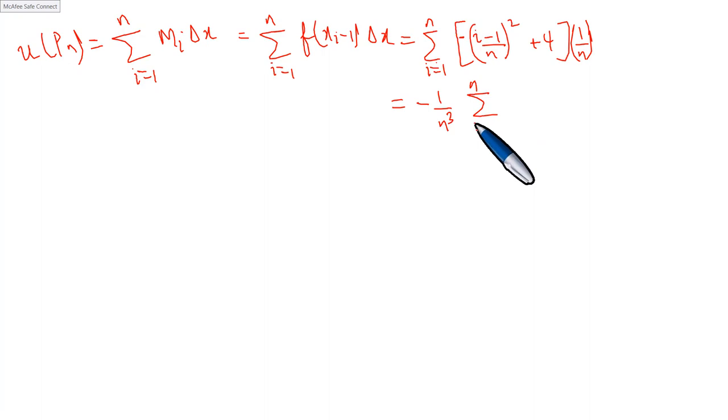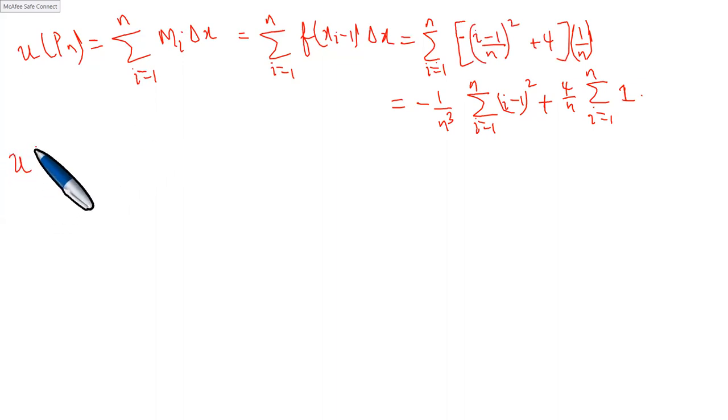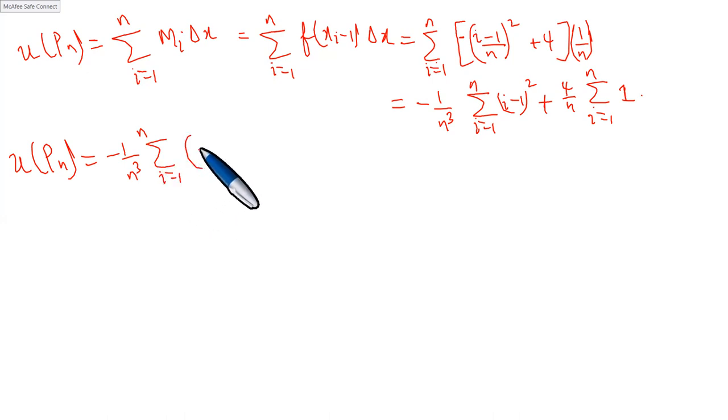The summation cube, squared, plus 4 over n, summation, which is UPN. Minus 1 over n cubed, which is I squared minus 2i plus 1, and then 4 over n. The summation of that one is going to be n by 1.